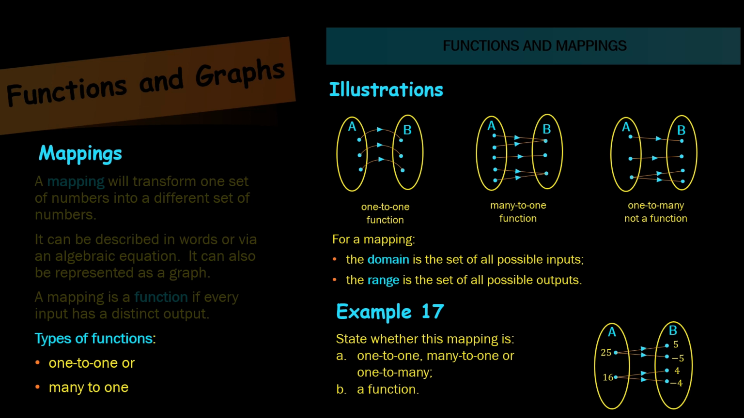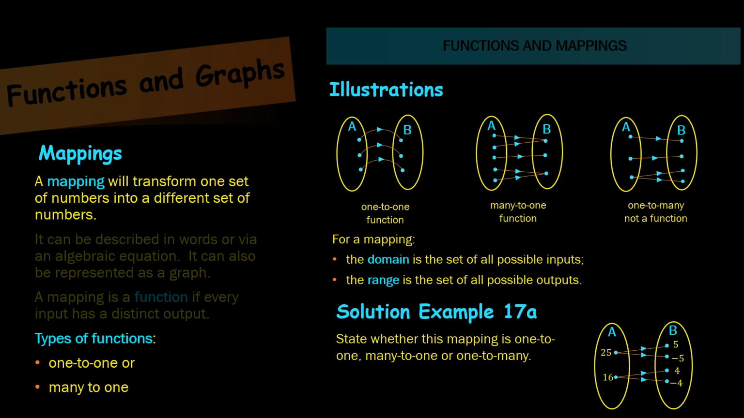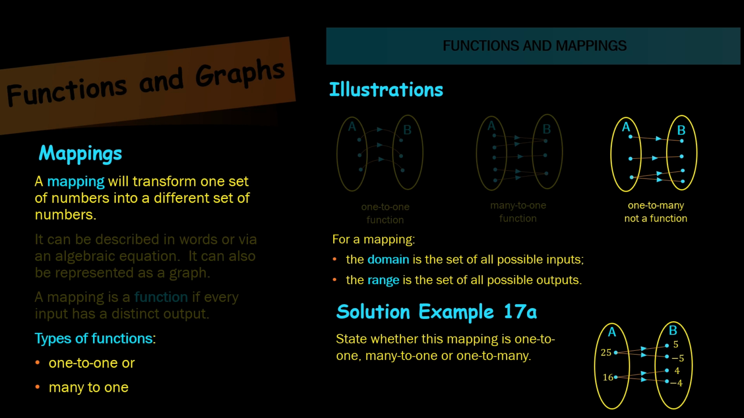So let's have a go at part A first. Is this mapping one-to-one, many-to-one, or one-to-many? Out of the three illustrations we can see towards the top of our screen, the one on the right fits the bill best. We have one value mapping to two values. Therefore, this is a one-to-many mapping and it's not a function.